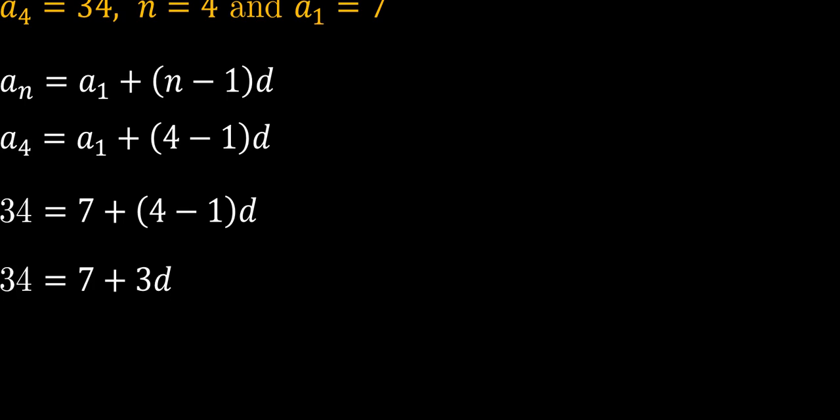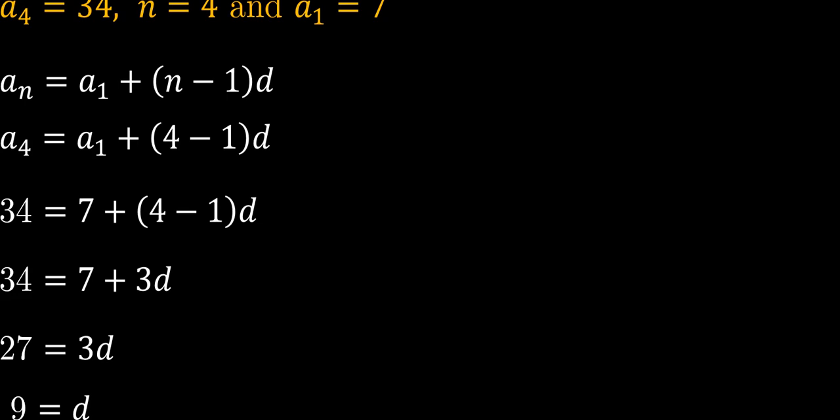And 34 minus 7 gives us 27. So 27 equals 3d. So 3d is shared by 27. Each d will give us 9. That gives us our common difference.